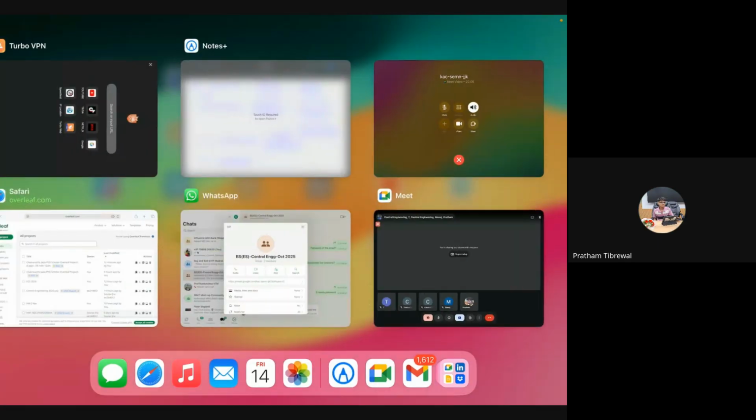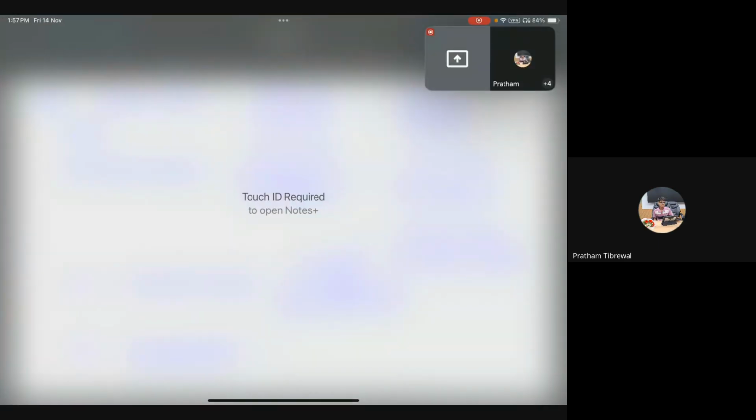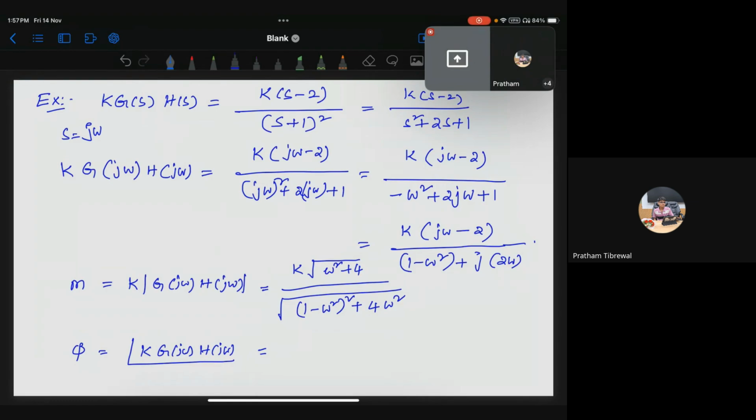Okay, means week 8. It's a part of week 7. Till now we haven't started week 8. This is week 7 running now, Bode plot and Nyquist plot. Sorry for this.